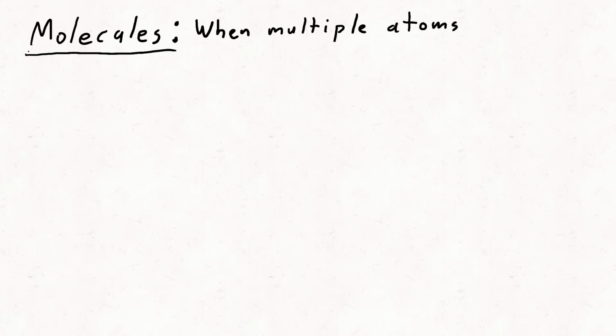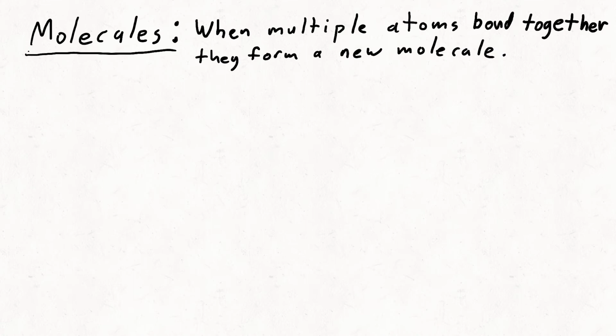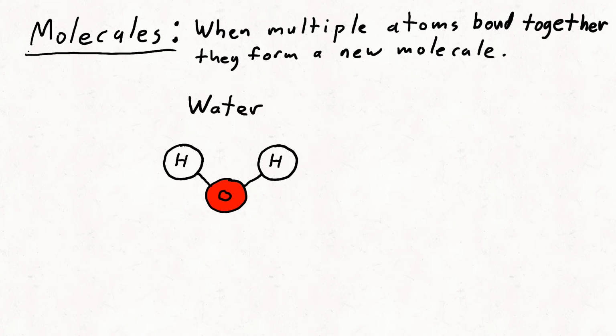When multiple atoms bond together, they form a new molecule. As an example, if 2 hydrogen atoms bond to 1 oxygen atom, they form the molecule we call water. To express this chemically, we use a chemical formula. The chemical formula for water is capital H subscript 2 capital O. This is usually stated as H2O. Once we know the chemical formula for a molecule, we can calculate that molecule's weight.